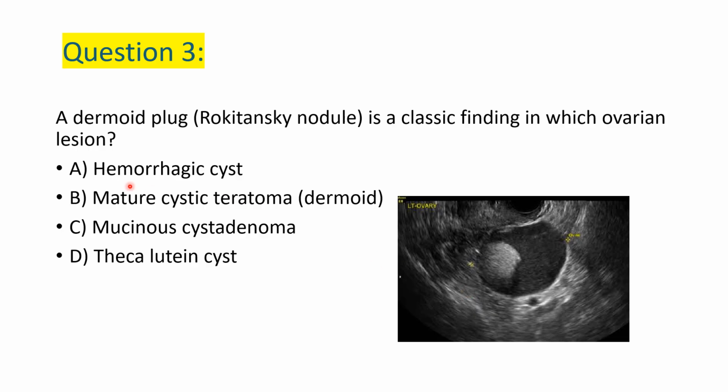So A, hemorrhagic cyst. B, mature cystic teratoma, which is the dermoid. Then C, mucinous cystadenoma. D, thecoma. So the morphology of a dermoid plug, the Rokitansky nodule, we find it in a mature cystic teratoma, which is the dermoid.